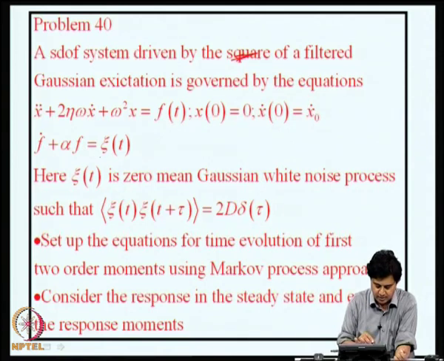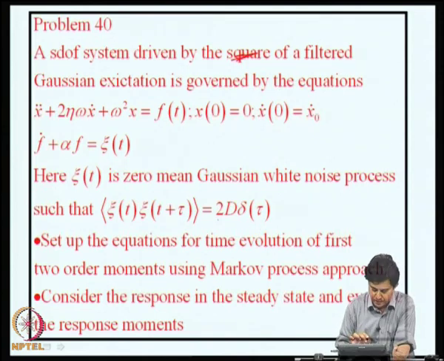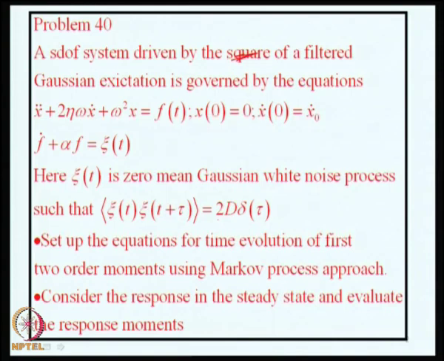That means a white noise xi of t passes through a first order differential equation filter, and this xi of t is zero mean Gaussian white noise with covariance given by 2d Dirac delta of tau, where tau is the time lag. Now, the problem is to analyze the response of the system, but we would like to approach this problem using Markov process theory. The problem is to set up the equations for time evolution of first 2 order moments using the Markov process approach. Then consider the response in the steady state and evaluate the response moments. So, that is the problem.